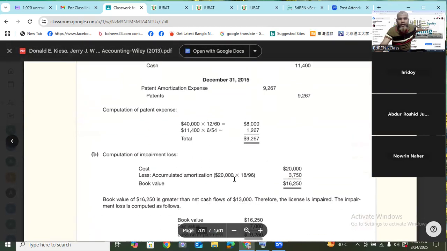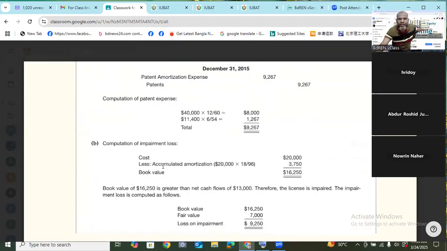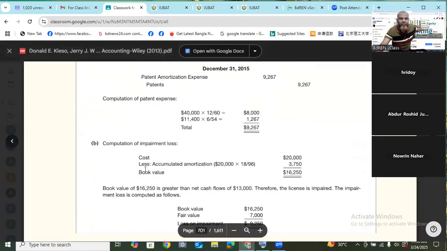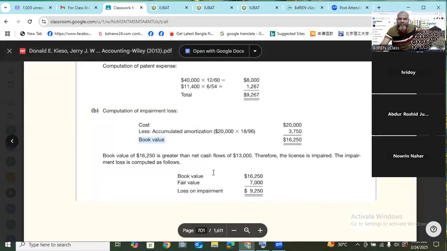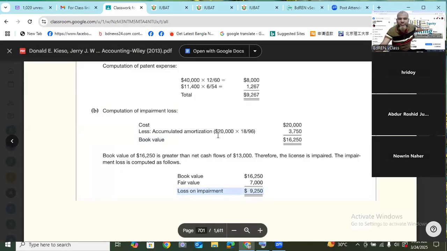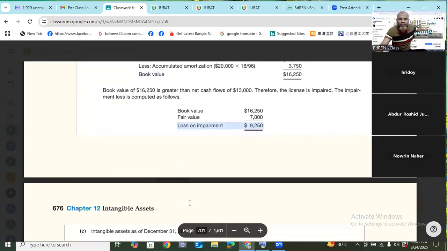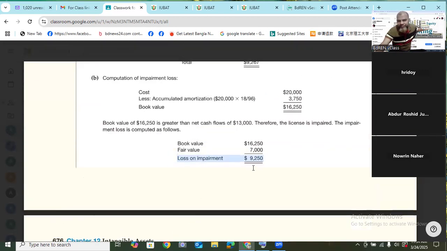Cost 20,000 less accumulated amortization 3,000, book value. So at first you have to compute the book value. Book value is 16,250. So the difference between book value and the fair value is the loss on impairment, which is 9,250.